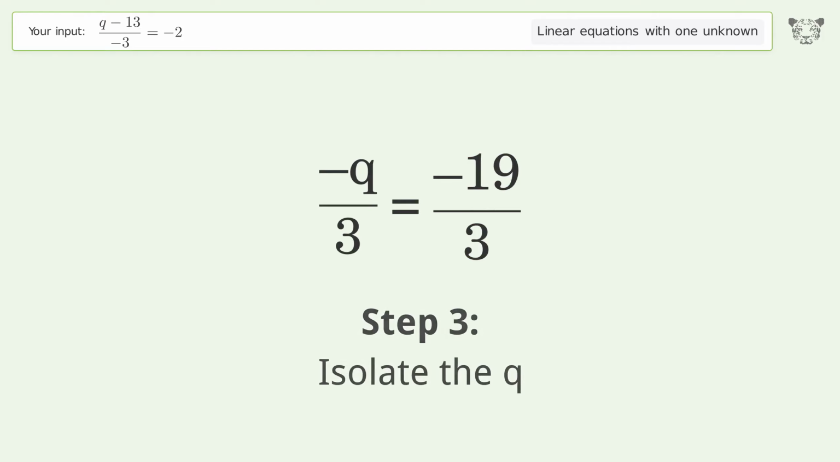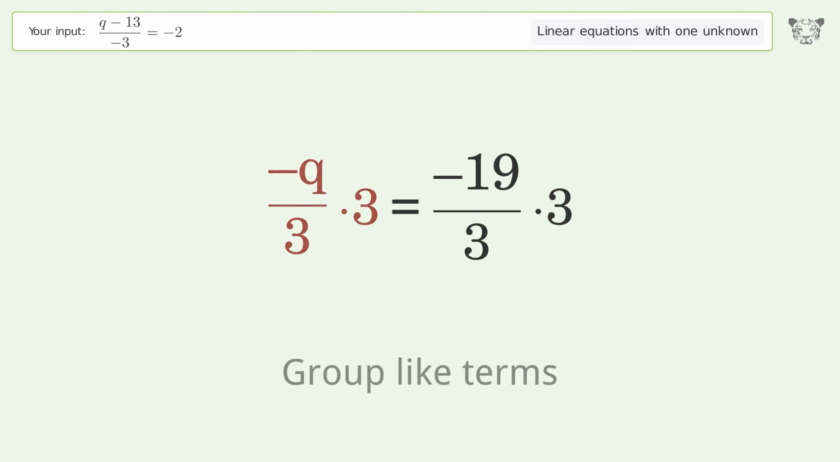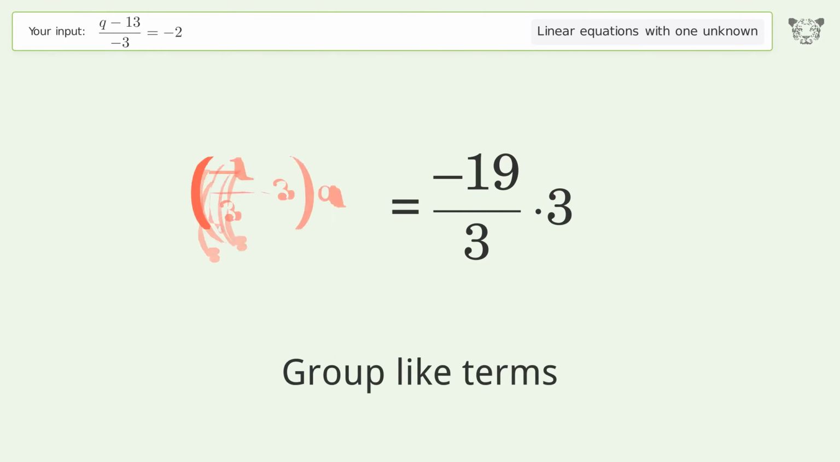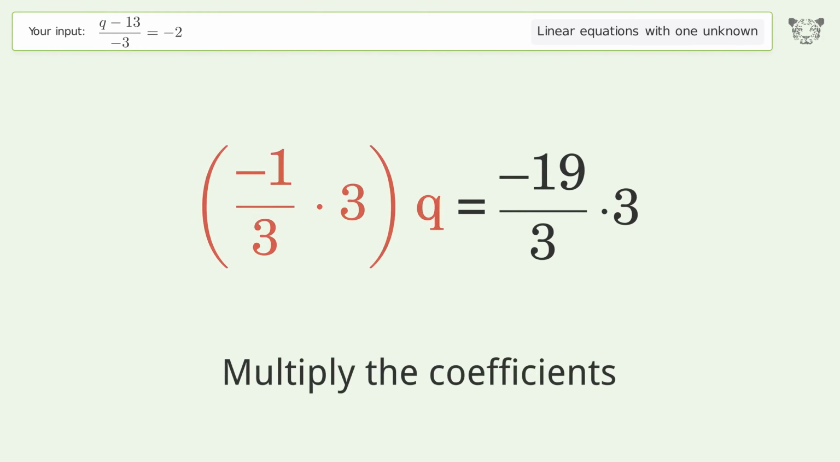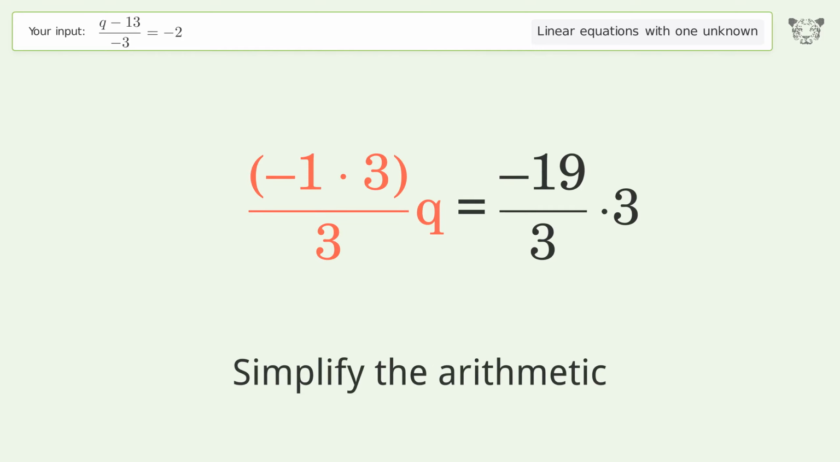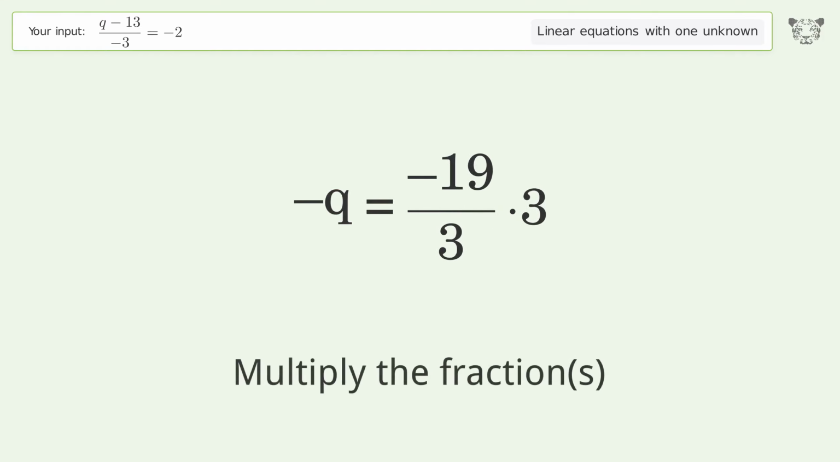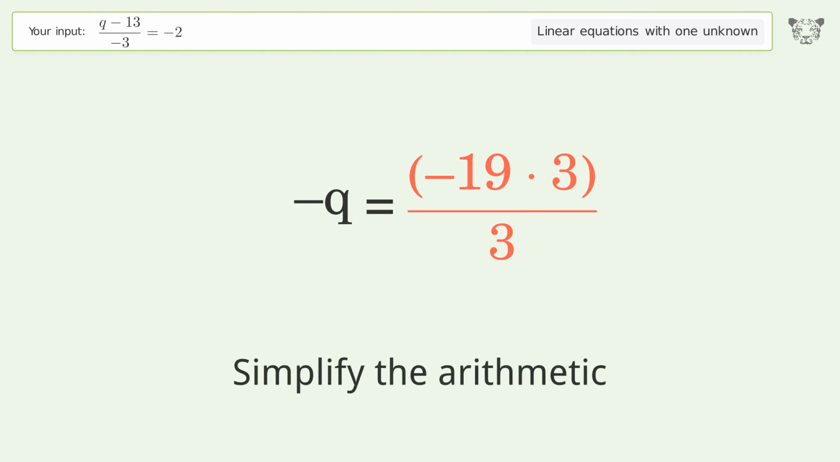Isolate the q. Multiply both sides by 3. Group like terms. Multiply the coefficients. Simplify the arithmetic. Multiply the fractions. Simplify the arithmetic.